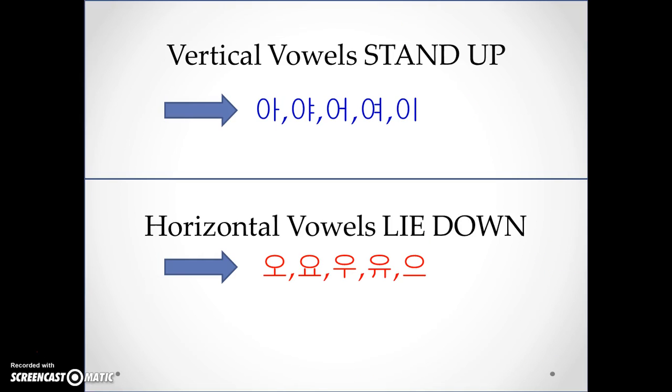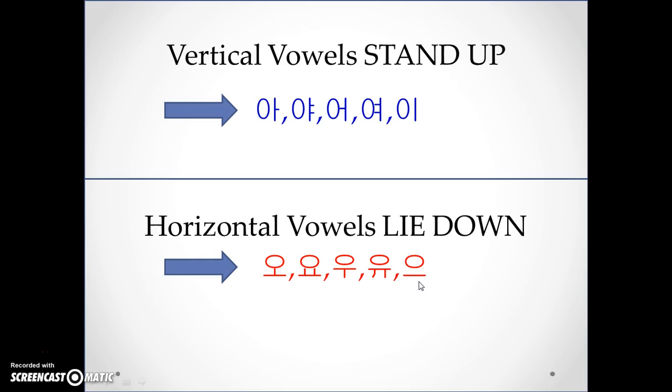Now you have to group the vowels based on their symbols. It goes either vertical or horizontal. If you look at the shapes of the vowels, the ones that are standing up are the vertical vowels: ya, o, yo, and e. And the horizontal vowels are lying down: o, yo, u, you, and e. Again, for the e sound, you're clenching your upper and lower teeth and opening your mouth in a horizontal, linear fashion.